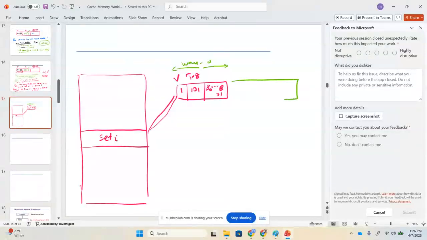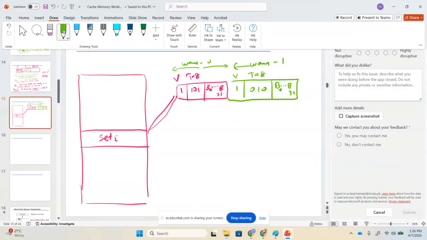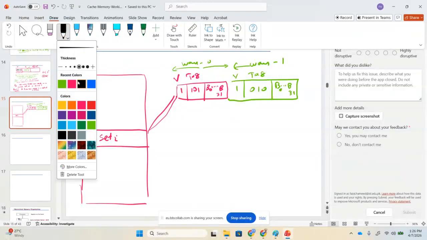Then we have another way, way 1. The valid bit is 1, the tag is 010, and it is also B0 until B31. Got it or not got it? Any question? So now this may be a question in the exam. So please, I want your attention.